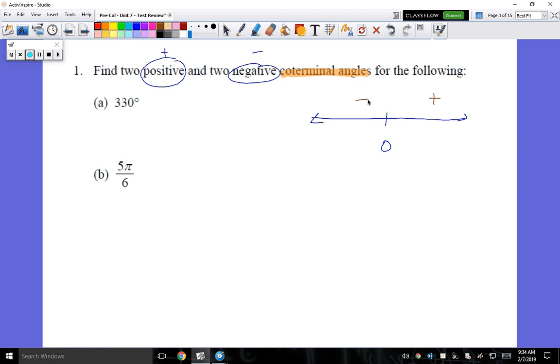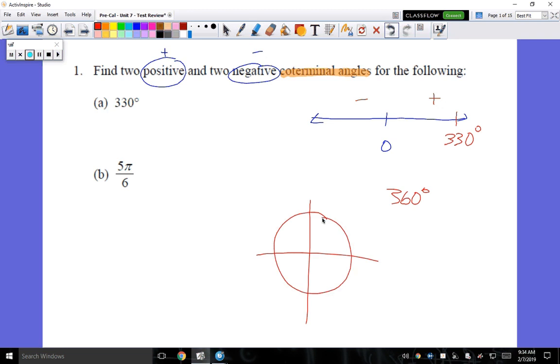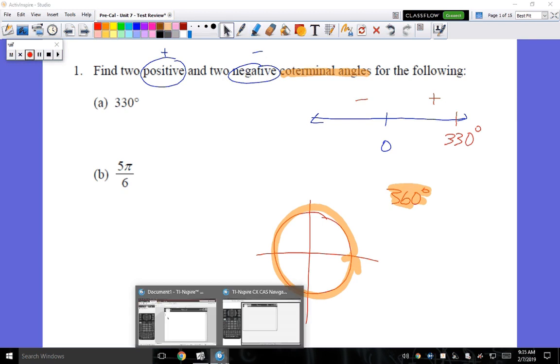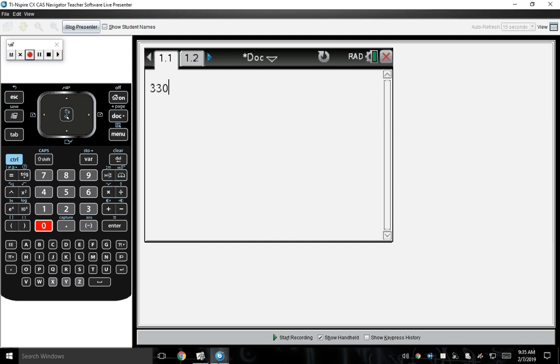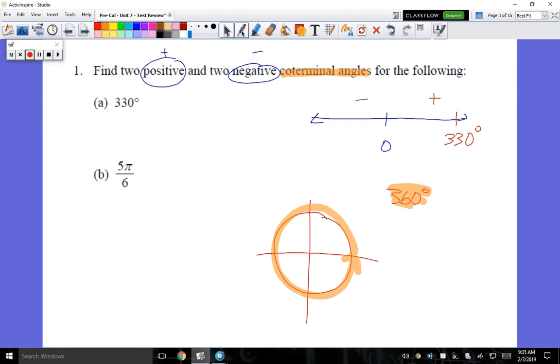So if I'm looking at 330, which is probably about here, I can start adding and subtracting increments of 360 degrees. The reason why we're doing 360 is because one complete revolution around the unit circle is 360 degrees. So let's go to our calculator just real quick, and we're going to start at 330. And we subtract 360 incrementally, so we'll say negative 30 minus 360. So we get negative 30 and negative 390.